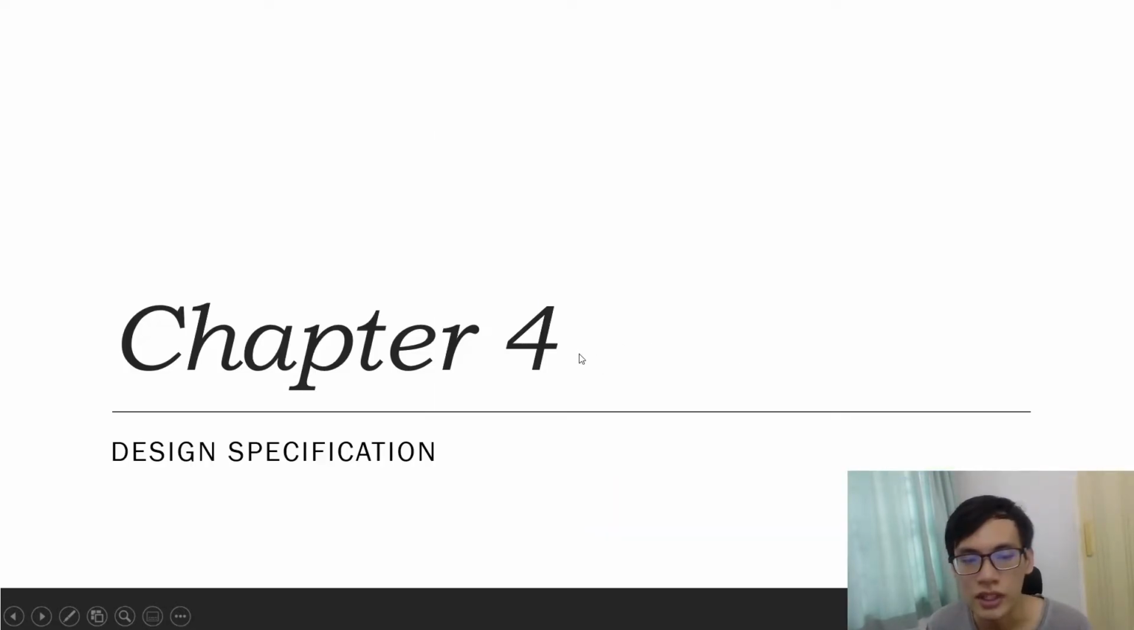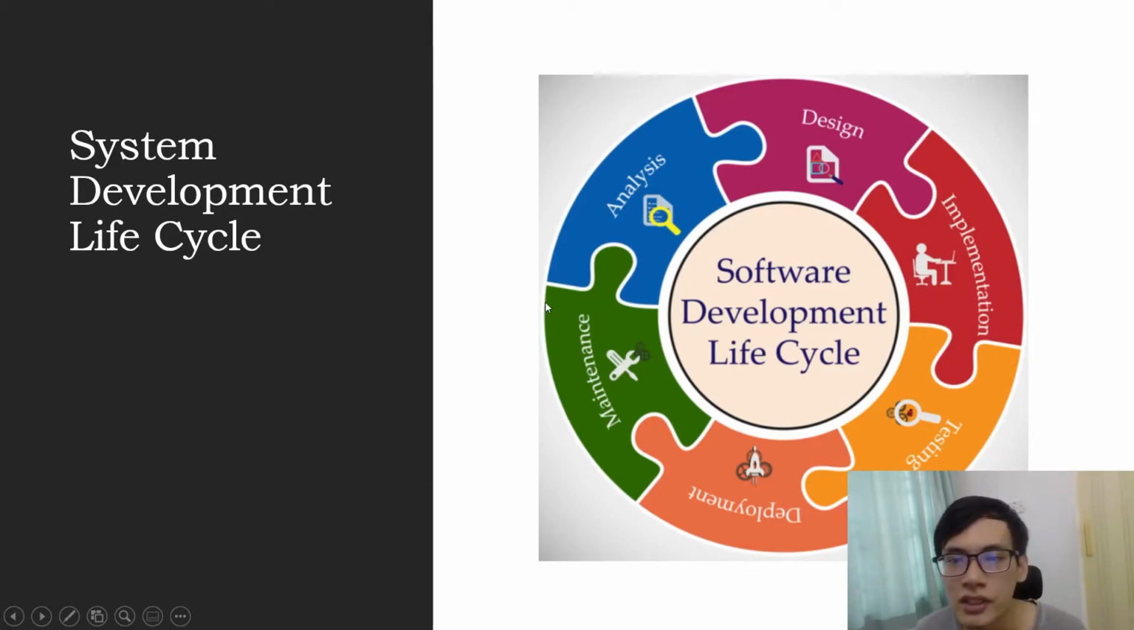So chapter 4, design specification. So basically this is a full cycle of an SDLC, system development life cycle, that has analysis, design, implementation, testing, deployment, and maintenance.